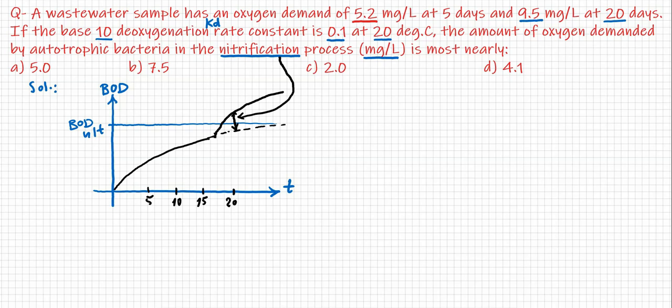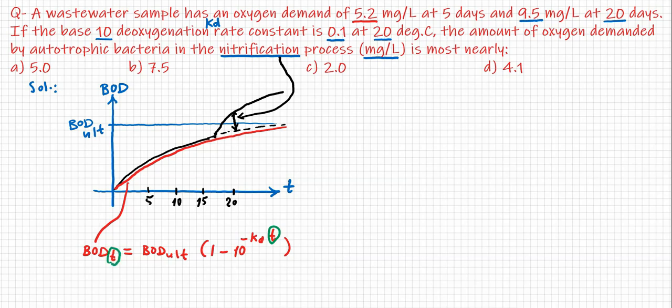So the equation for this curve here is: BOD at any time equals the BOD ultimate times 1 minus 10 to the power minus KD times T. And this T here is the same as this T here. So we can apply this equation for any value of time on the T-axis. So let's apply this equation for the 5 days BOD.